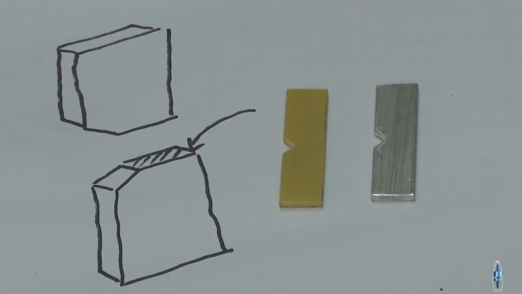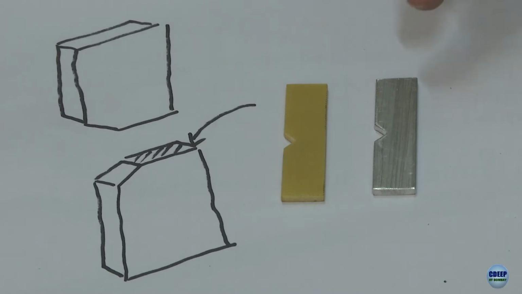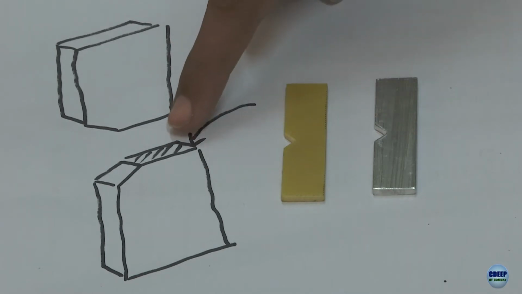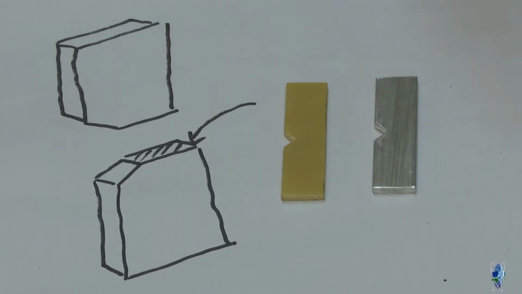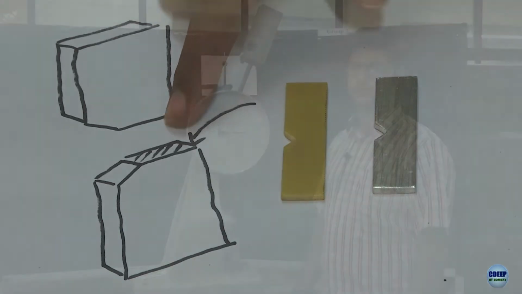We'll be looking at two types of materials or specimens. One is fiberglass, the other one is aluminium. Now when we perform the test, we are going to see the energy absorbed due to the fracture. So this area that is shaded here is where the fracture occurs. We will be measuring the area of this, and that will be used in the calculation for the impact energy.